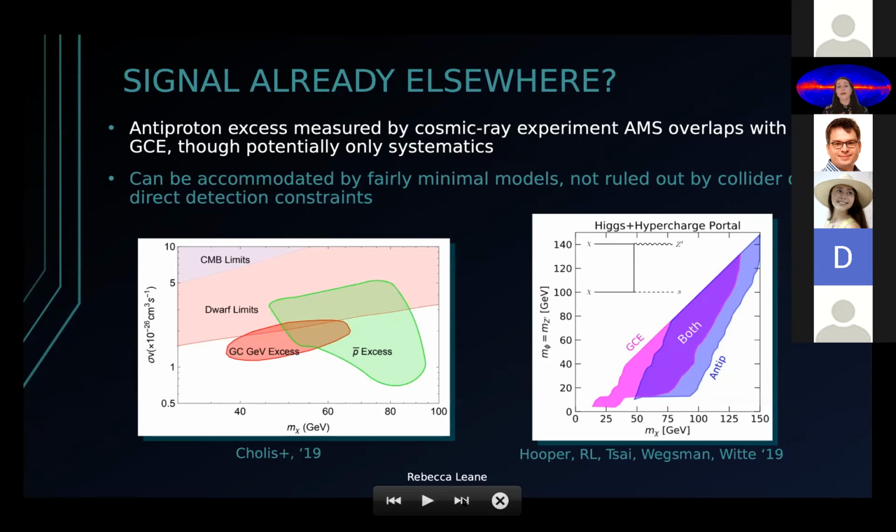So for example, if you just have a hidden sector model in one of the really well-motivated scenarios, you can explain this. The right-hand side is just showing the different dark matter masses and mediator masses. There's a lot of parameter space that's still allowed. The left-hand side is showing, for a 2-to-2 annihilation, that we clearly have some overlap.